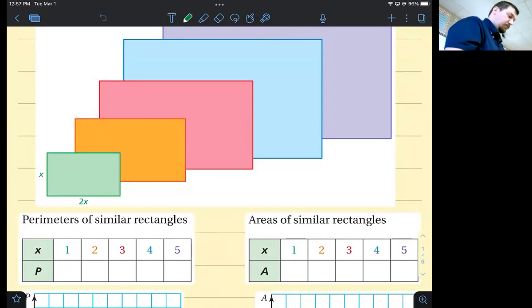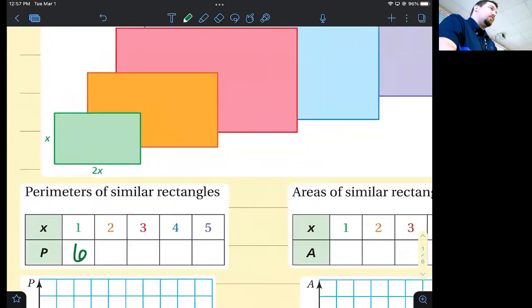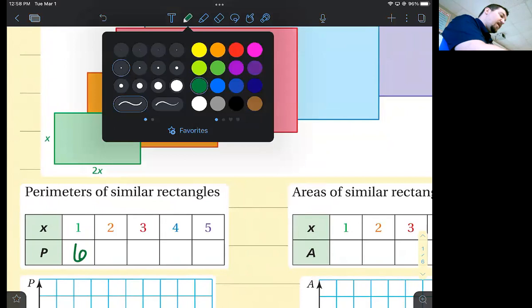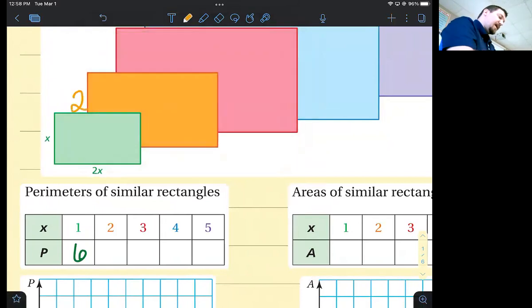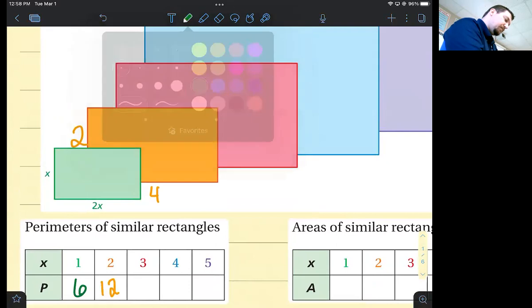Carson? Makes the perimeter just 6. Yeah, just 6. We're plugging 1 in for X. What if we plug 2 in for X? That would move us to the orange rectangle, right? So if 2 is the width and 2x or 4 is the length, then what's the perimeter of that rectangle? Carter? 12. I guess I could have put 1 and 2 right there.